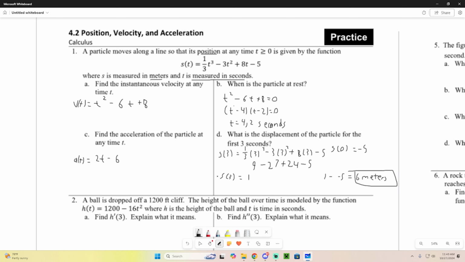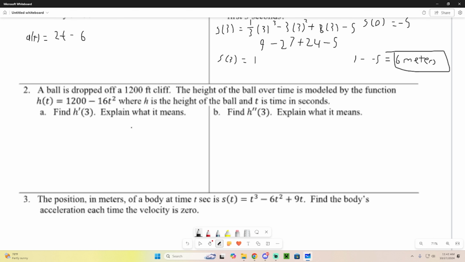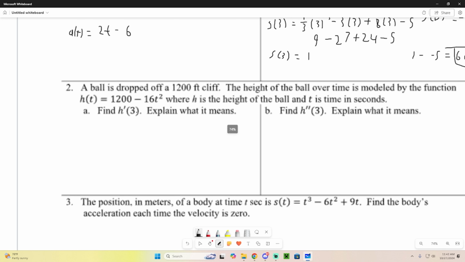There we go. A ball is dropped off a 1,200 feet high cliff. The height of the ball over time is modeled by this function, where h is the height of the ball and t is the time in seconds. First, we need to find h prime of t. So to find h prime of t, we just take the derivative of this. This is just a constant. We use the power rule for this, so we get negative 32t. And then h prime of 3, we just plug in a 3 into here. Negative 32 times 3 is negative 96.